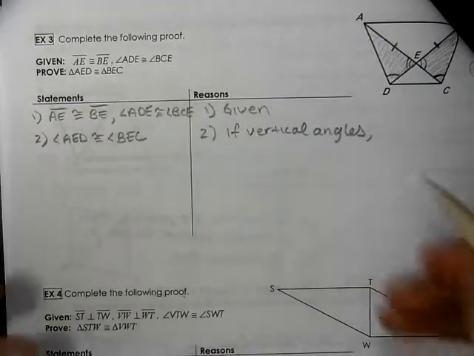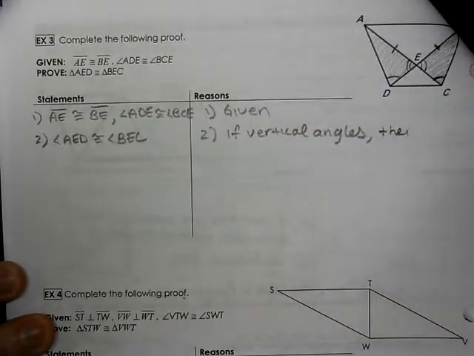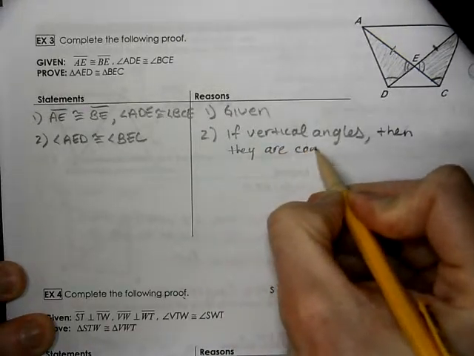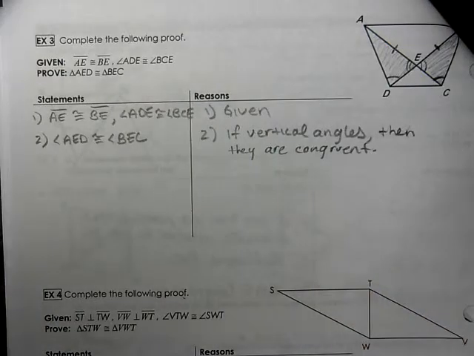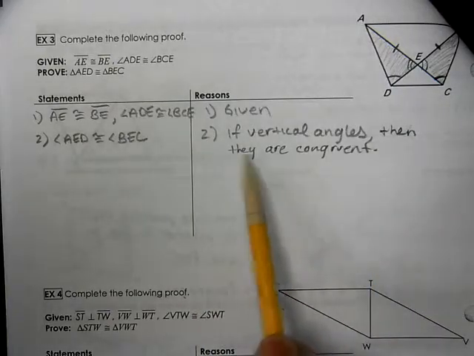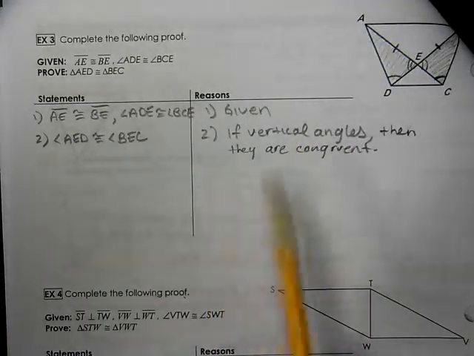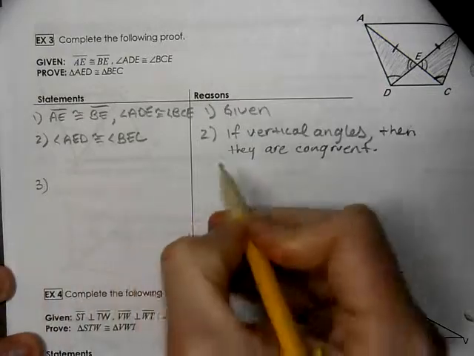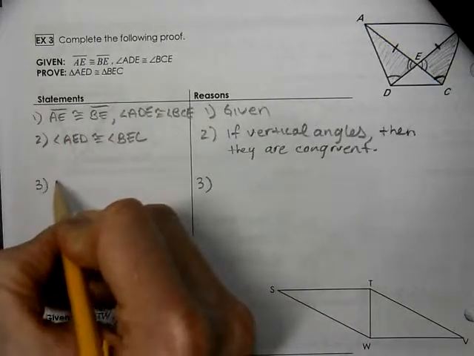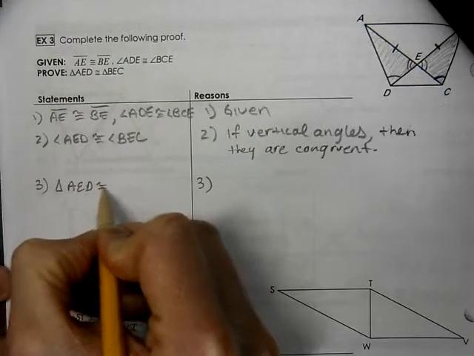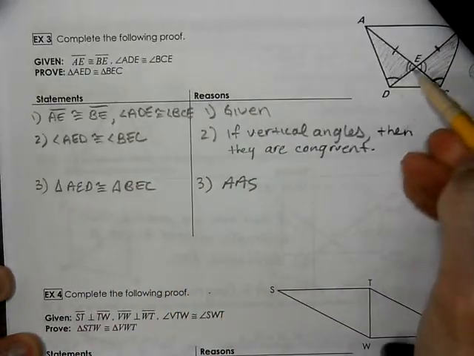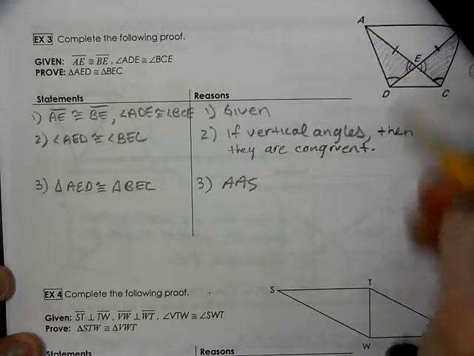If we have vertical angles, then they are congruent. Remember, the then portion has to always match what our statement says. Angles are congruent. Then they, meaning angles, the vertical angles, then they are congruent. We have 2 angles and the side not in between those angles. So we have triangle AED is congruent to triangle BEC because of angle, angle, side. 2 angles and the side that is not between them.